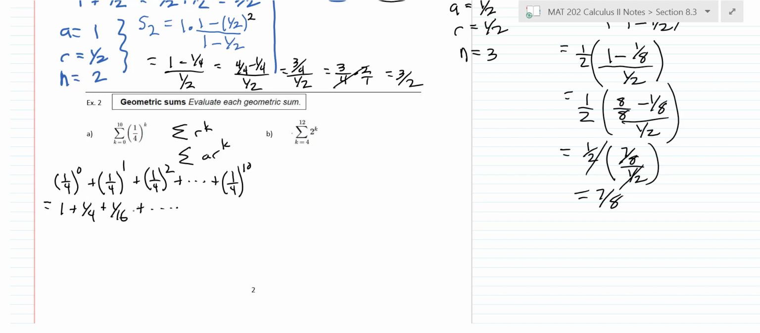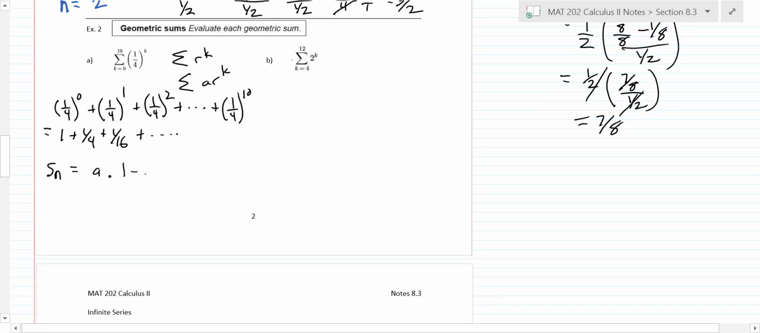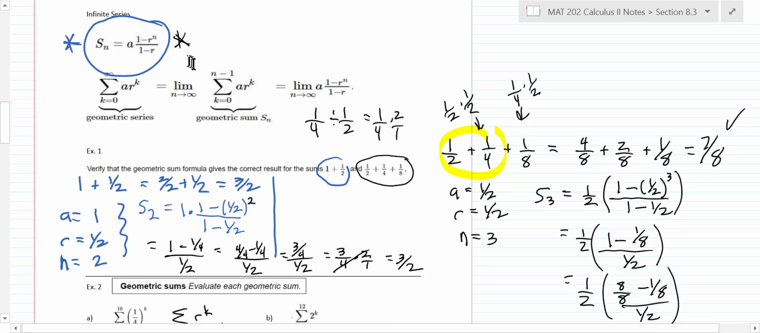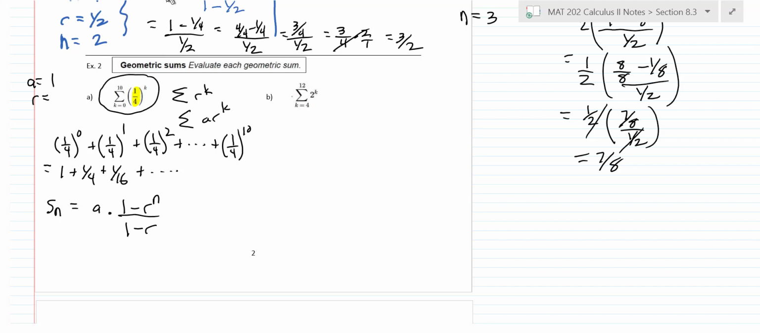Okay. Now, we're going to use the formula. So the formula is S of n is equal to A, and that's the formula I have up here at the top, times 1 minus r to the n, all over 1 minus r. So when you're finding the sum of a geometric series, that's pretty easy. In this particular problem, tell me what A is in this series. What's the first term? 1, right? Tell me what r is. 1/4. That's what's being raised. Whatever is being raised to that power is r. So r is 1/4.